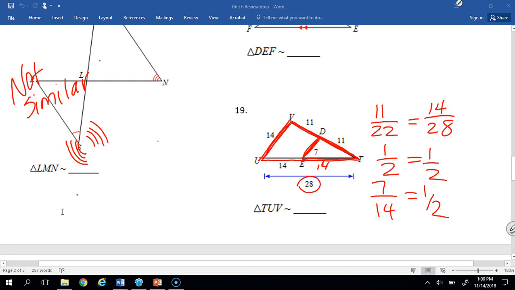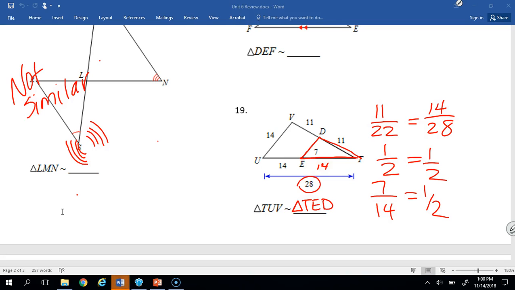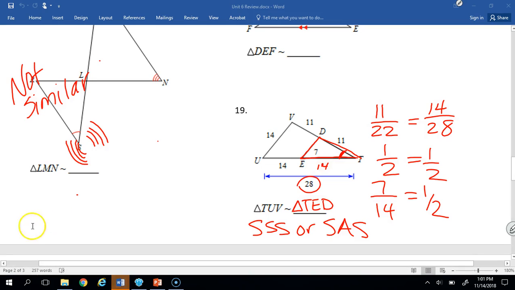So on this one, we could say TUV, and again, TUV is like that. We talk about TUV, the triangle that's similar with that is the triangle TED right there. Triangle TED. Now, honestly, these two triangles are similar by side, side, side, because we had all three sides. Or you could notice that this angle right here is in both too. So it could also be side, angle, side. Either one of those will work for this particular triangle.